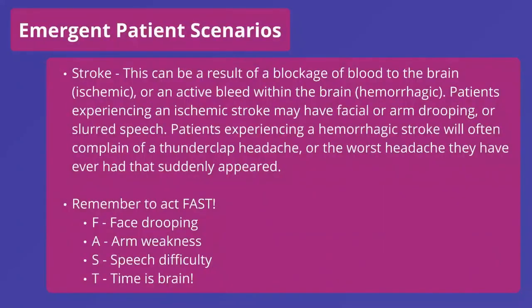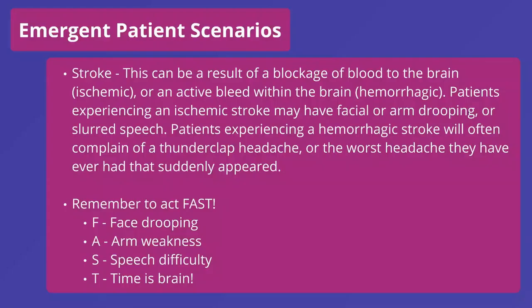Now another emergent patient scenario. We're going to talk about strokes. This could be a result of a blockage of blood to the brain, which is an ischemic stroke, or an active bleed within the brain, which would be hemorrhagic. Patients experiencing an ischemic stroke may have facial or arm drooping or slurred speech. Patients experiencing a hemorrhagic stroke will often complain of a thunderclap headache or the worst headache they have ever had that suddenly appeared. So remember to act fast.